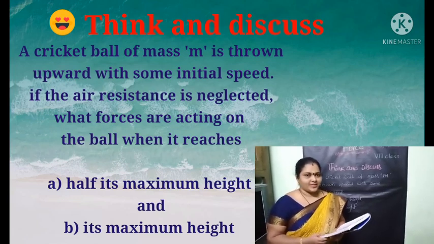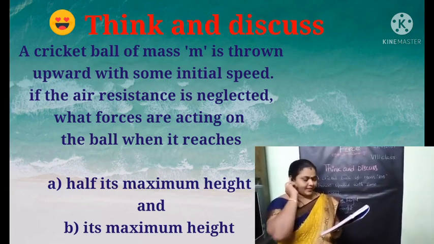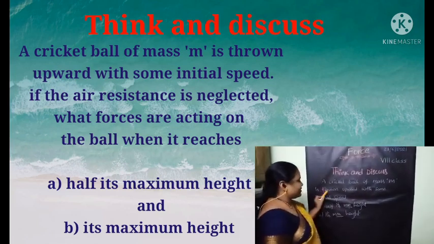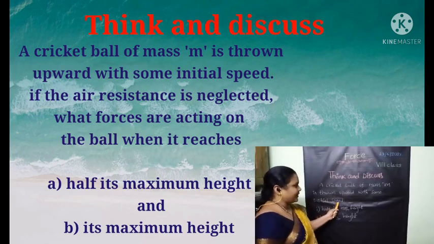Okay, in your textbooks, page number 5. Think and discuss. A cricket ball of mass m is thrown upward with some initial speed.